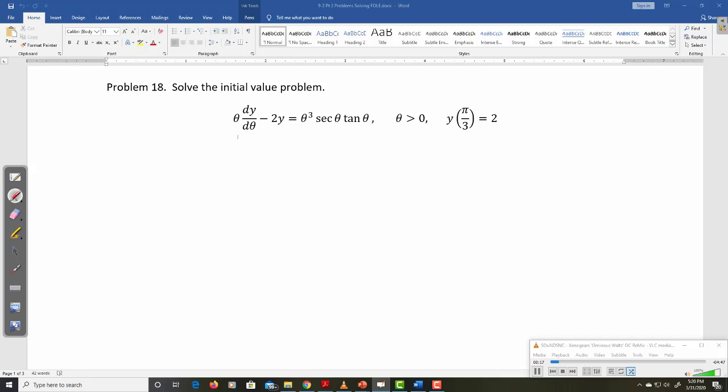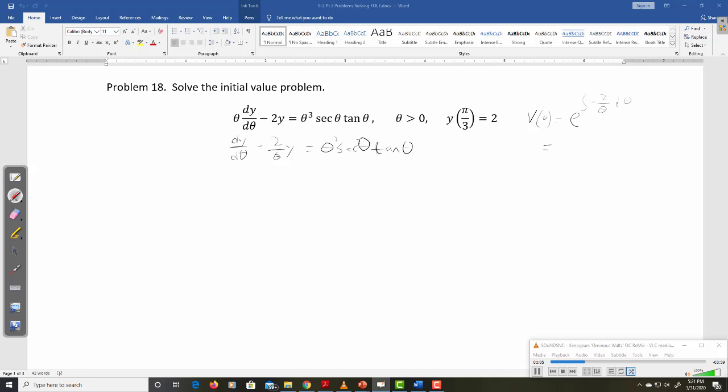Let's see, divide out the theta, dy d theta minus 2 over theta y equals theta squared secant theta tangent theta. Not secant squared, secant theta tangent theta. The theta greater than 0 is just a statement about its domain. Alright then. Here's our p. So, integrating factor v of theta will be e to the integral of negative 2 over theta d theta.